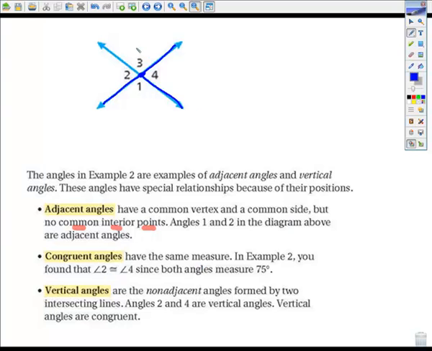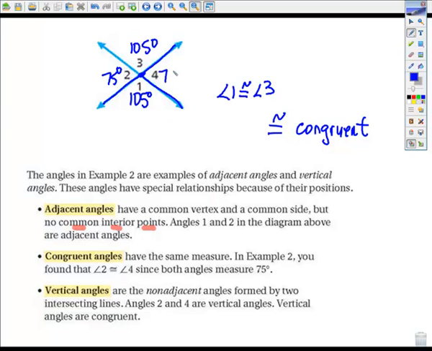So here we had angle 1 was 105 degrees, and angles 3 and 1 were both 105 degrees. So we say that angle 1 is congruent to angle 3. This is the symbol for congruent. They have the same measure. And then 2 and 4 were also congruent. They were both 75 degrees.